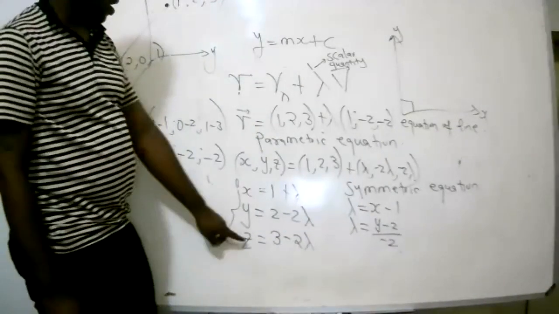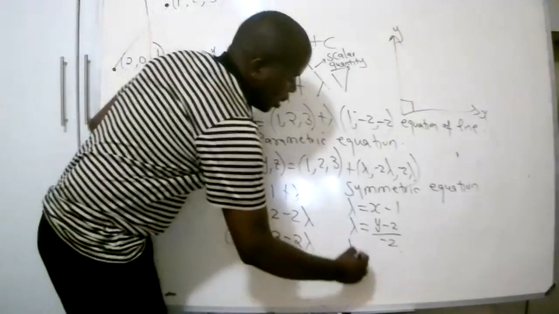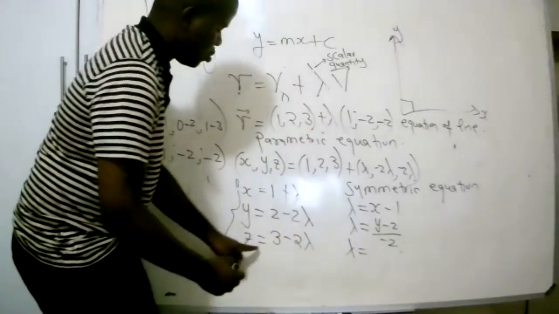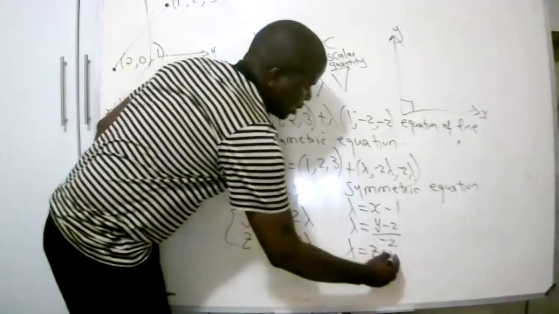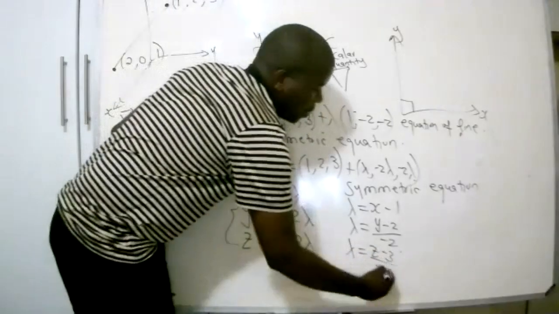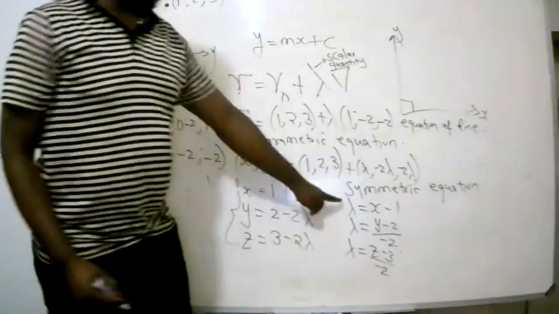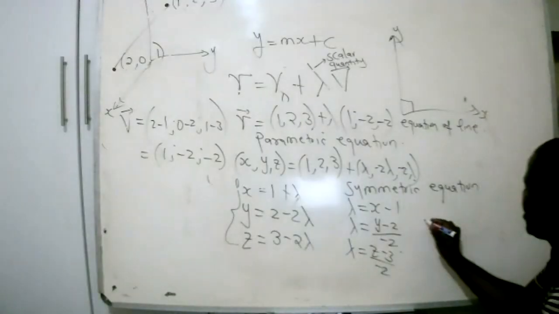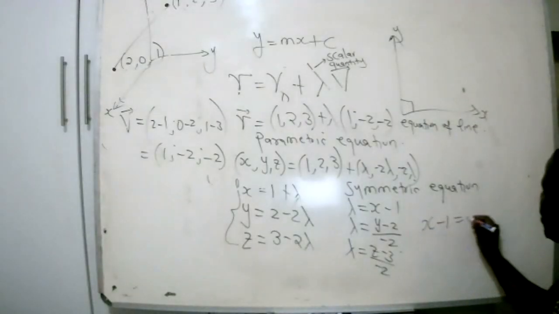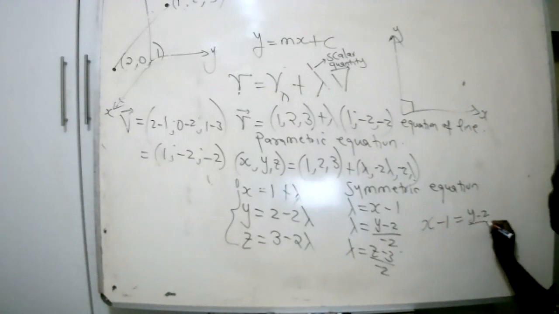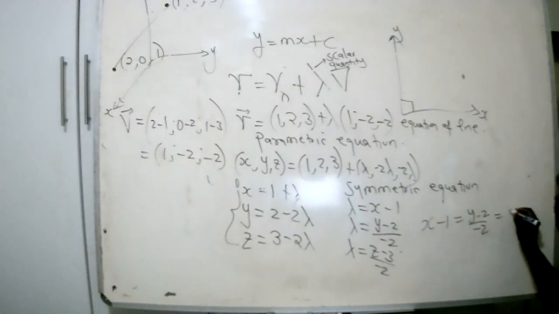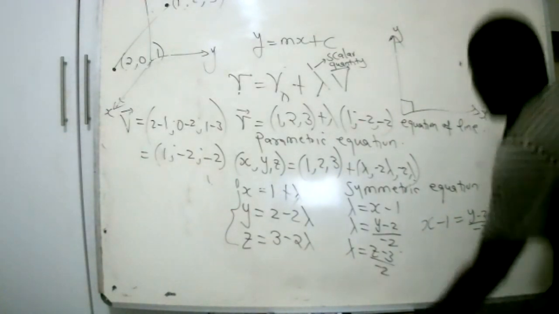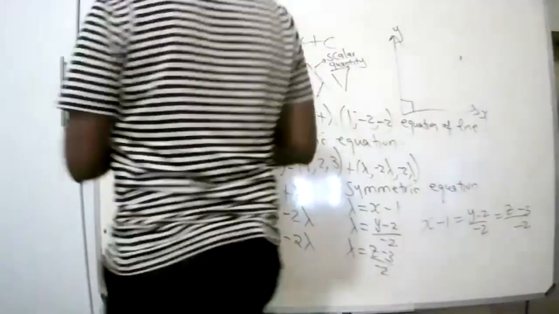And then here we're going to have lambda, which is equal to z minus 3 divided by negative 2. So now you can see that all these things are now in terms of lambda, which simply tells us that we have x minus 1 equal to y minus 2 divided by negative 2 equal to z minus 3 divided by negative 2. So that is what is called the parametric equation.